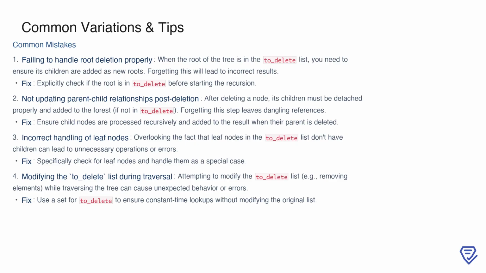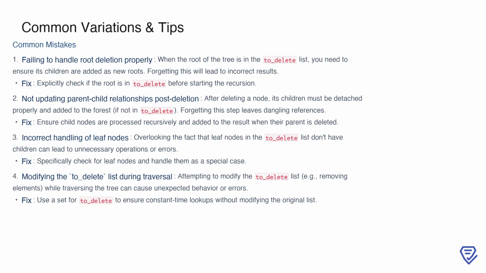Next, it's crucial to update parent-child relationships post-deletion. When a node is deleted, its children must be detached correctly and added as new roots if they aren't also in to_delete. Forgetting this step can lead to dangling references. Another pitfall is incorrect handling of leaf nodes. If a leaf node is in to_delete, you might perform unnecessary operations or even encounter errors. A good fix is to specifically check for leaf nodes and treat them as a special case.